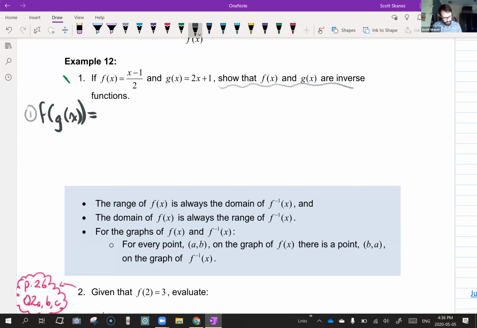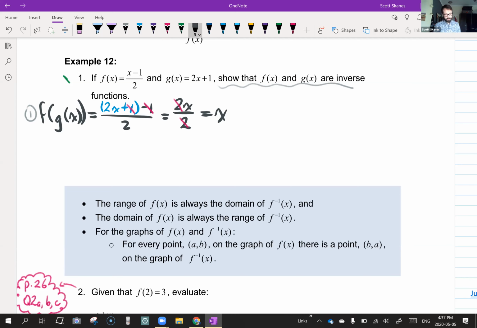That means I put g in. So let's see, I'm going to put 2x plus 1, that's g, and minus 1 over 2. So that again is putting the g function into the f function. And let's see what happens. Well, on top right away, I can see that the 1's cancel. What does that leave me with? It leaves me with 2x all over 2. And then I can see that there's a 2 on top and bottom, which can also cancel. That leaves me with an x.